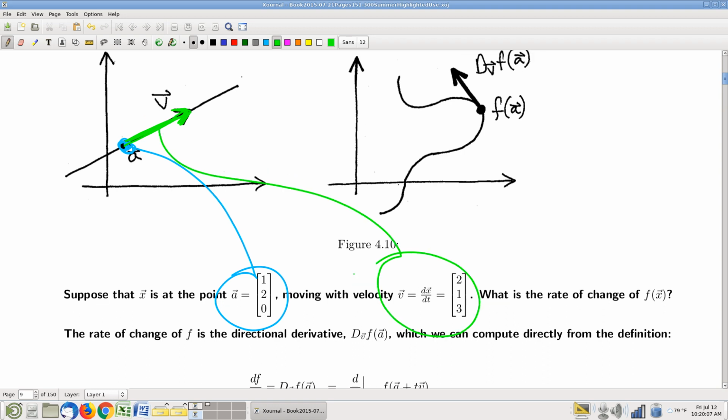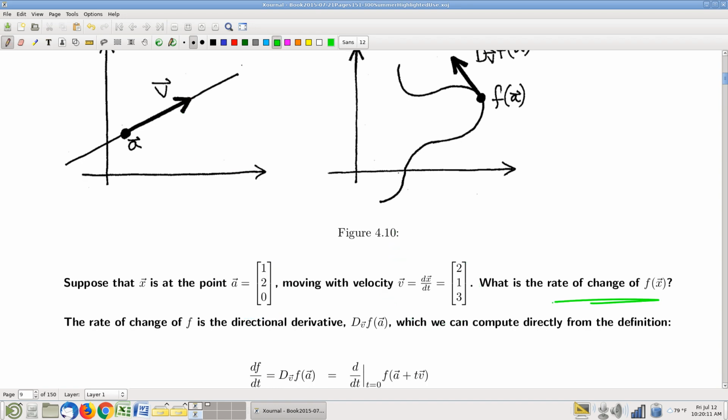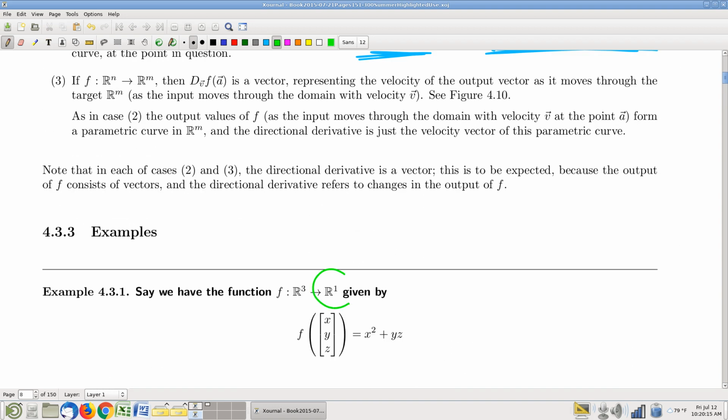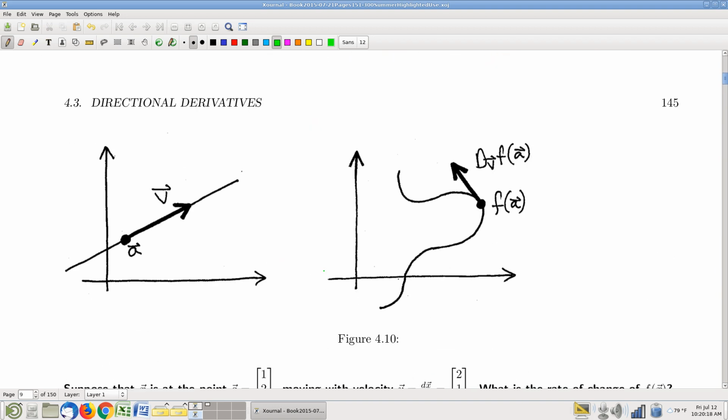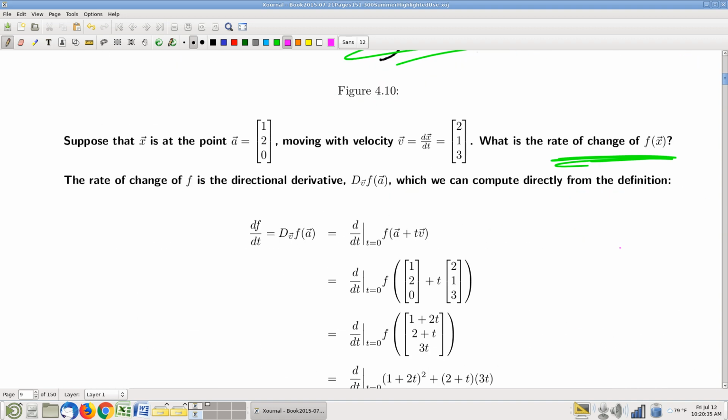In this domain, my velocity is 2, 1, 3. And correspondingly then, I would like to know what is the rate of change of the output of the function. Now, the output of the function is real valued, of course. So we don't have a multivariable output. We have just an R1 output. Nevertheless, when I'm here moving with that velocity, I want to know what is the corresponding velocity in the output. Okay, so this is very plug and chug, very straightforward.